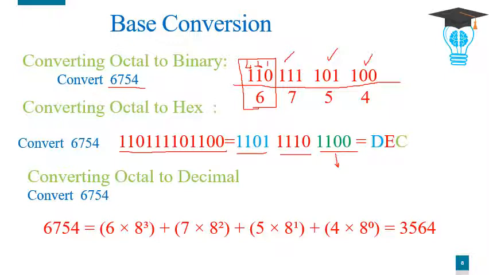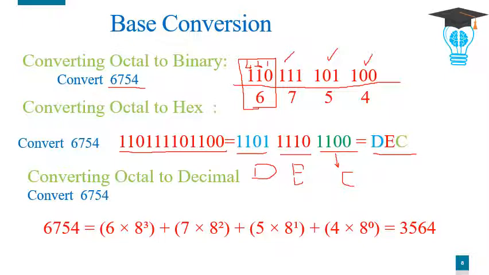This is C, which is nothing but 12. This is 13, which is D. Sorry, this is 14, which is E. This is 13, which is D. This gives me a hexadecimal equivalent of a octal number 6754. First I am converting 6754 into binary, then I am making a group of 4 bits each and converting it to its equivalent decimal number, which is DEC.